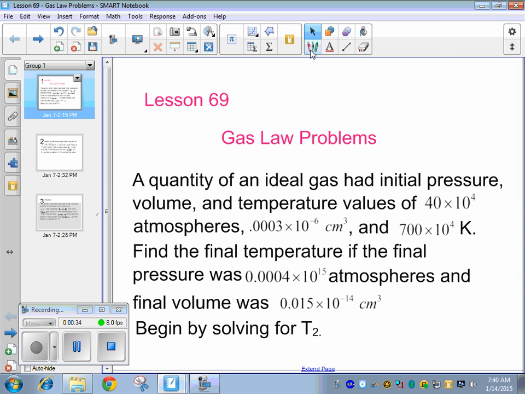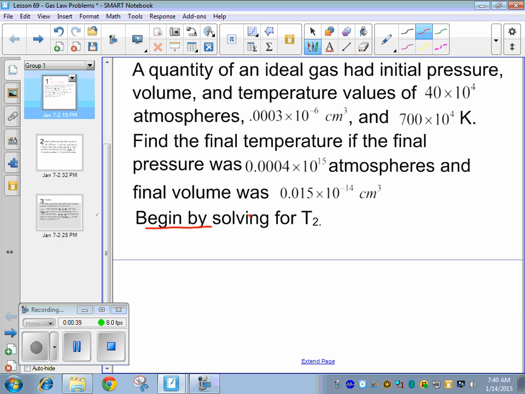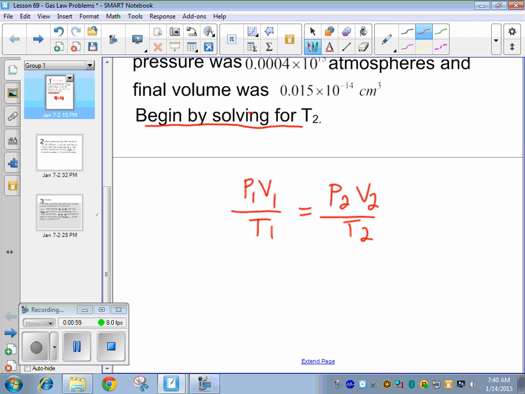Okay, so this is the point where some of you are losing points on the homework, that first step where you need to solve for T2 in the equation. Hopefully you have memorized the formula for an ideal gas. Oh, you memorized it that way, tricky. Okay, so here we go. Begin by solving for T2.